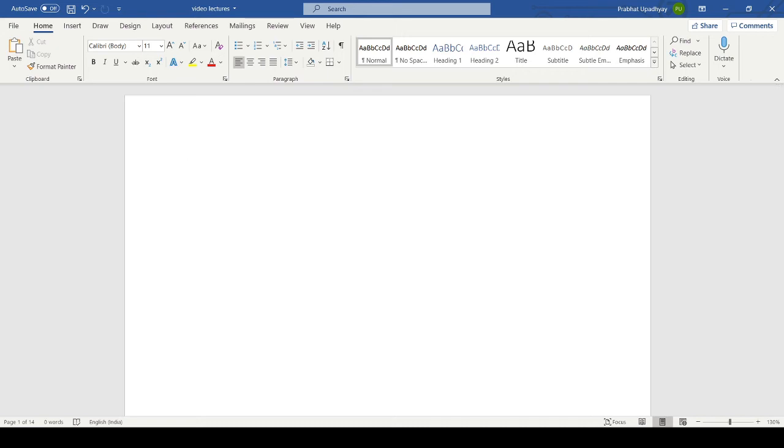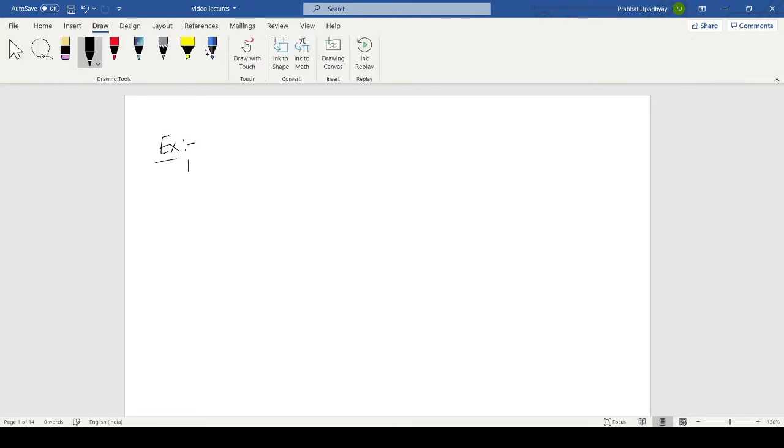We will see a few more examples on the epsilon-delta definition of limit. Consider the first example. Say your f(x) is x, and we are asked to show that limit of f(x) as x tends to a is equal to a.